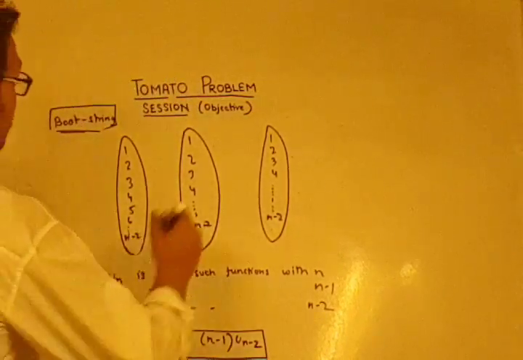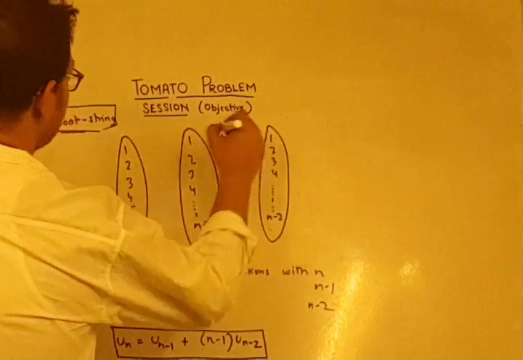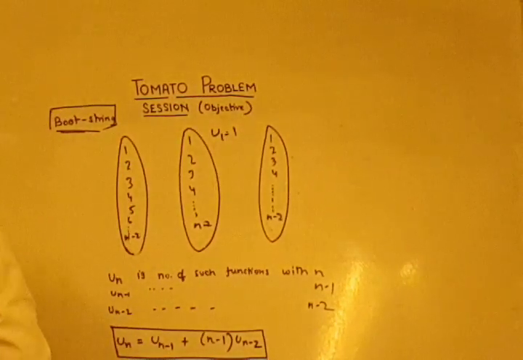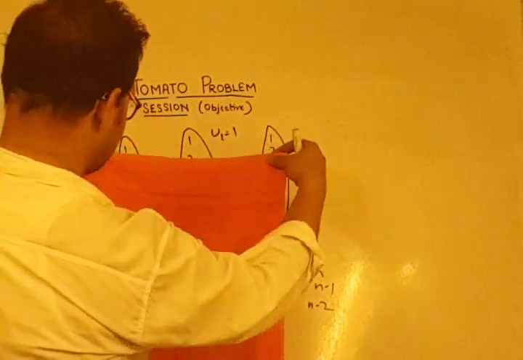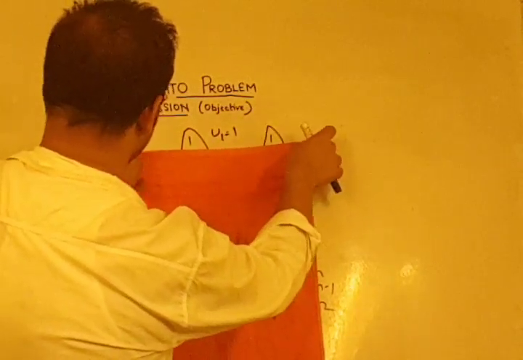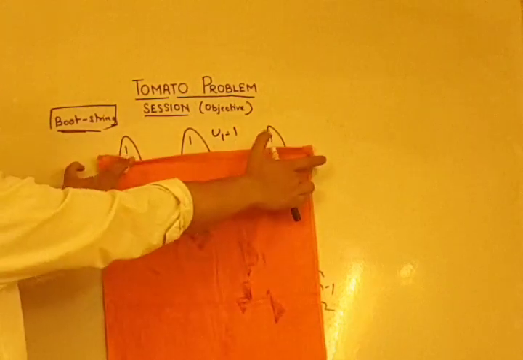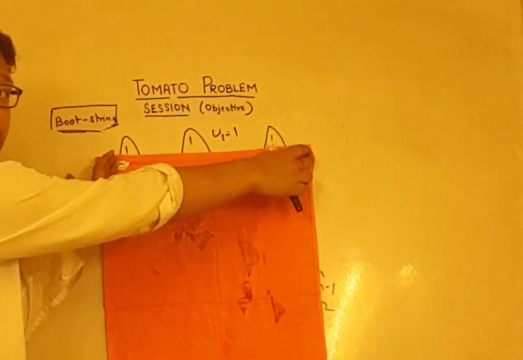Okay? So u1 equals 1, that is, the number of functions with one element equals 1. This is because you just forget everything and cover it up like this. So this is my duster. Cover it up like this, and you see that there is only one element, and 1 goes to 1 goes to 1 is the only possible choice.